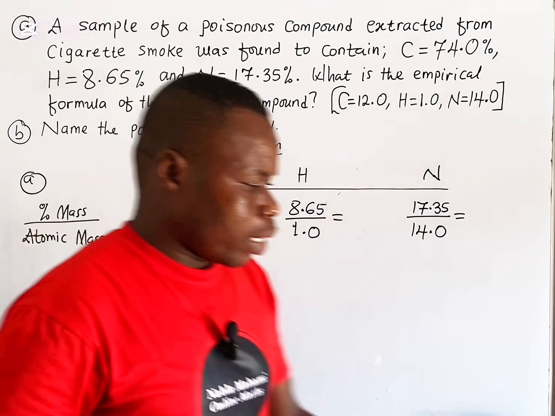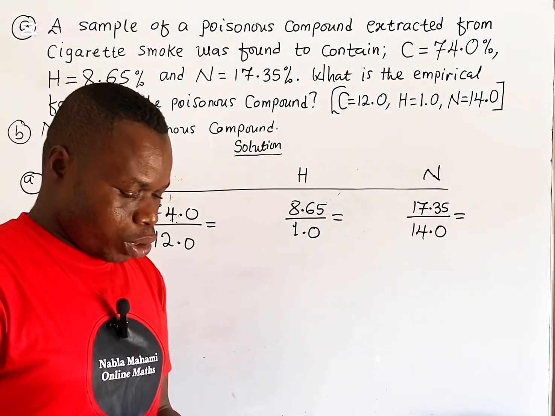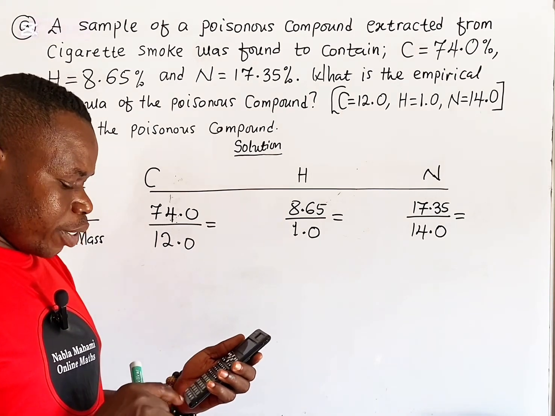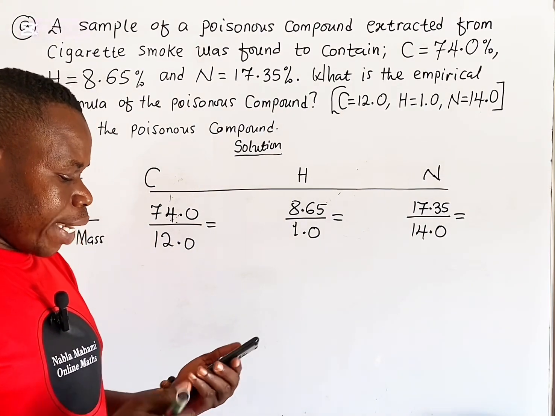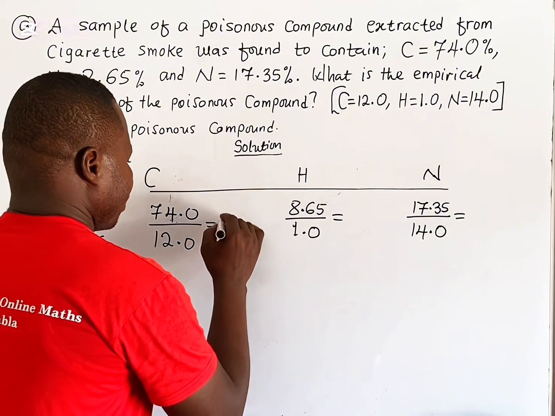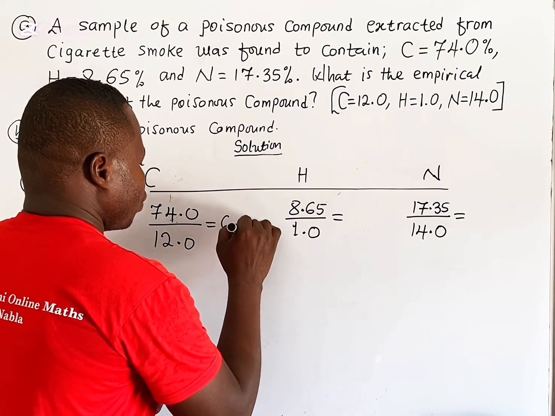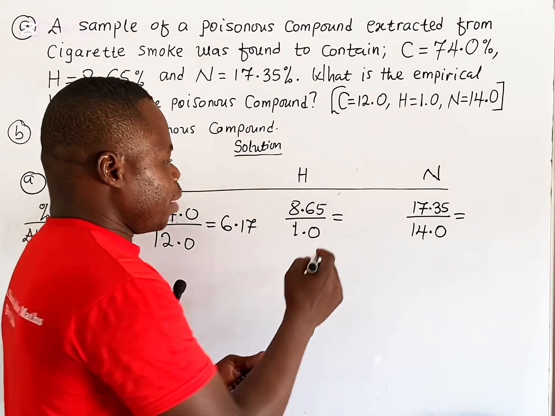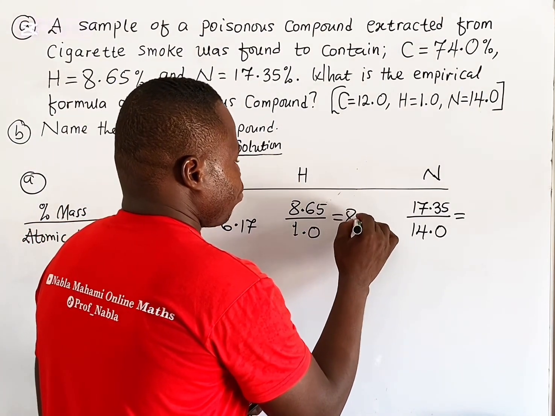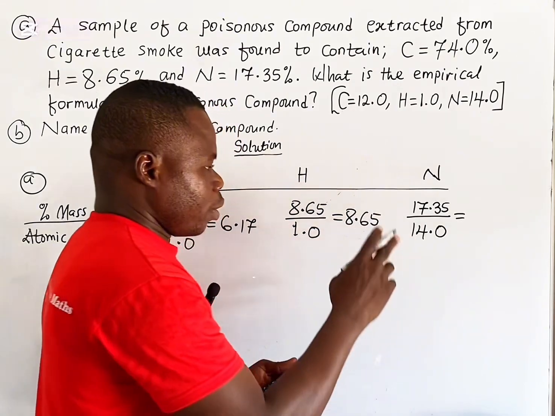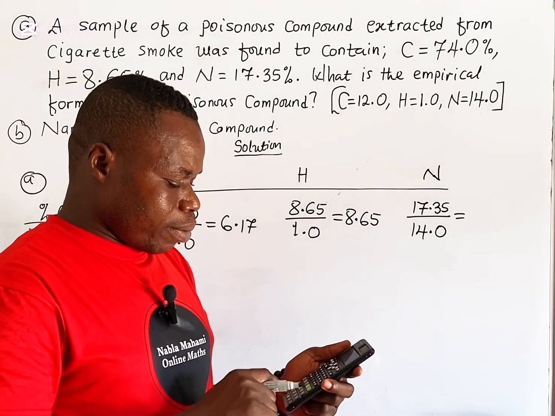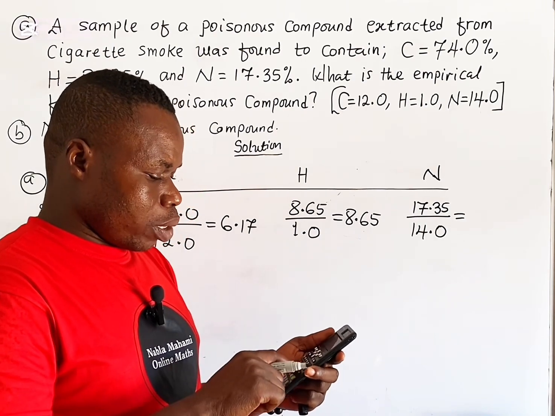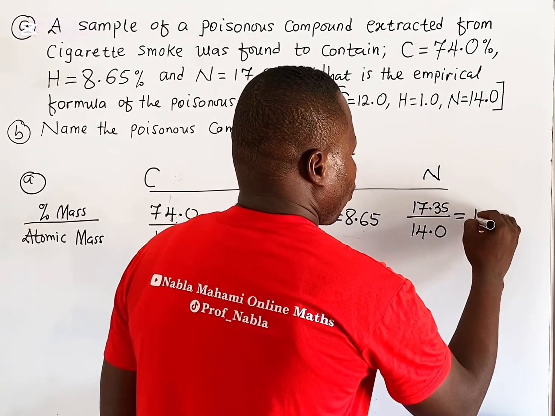Now, let me take my calculator and compute these values. 74.0 divided by 12.0, I'll get 6.17. So this is 6.17. This divided by 1 is the same thing, so I'll have this one to be 8.65. And we'll take 17.35 divided by 14.0. Then I'll get 1.24.